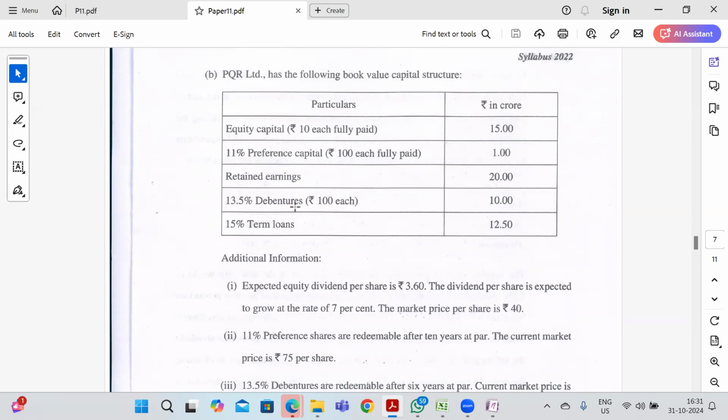So expected equity dividend per share is 3.6. So we have a dividend that is 3.6 rupees. The dividend per share is expected to grow at the rate of 7%. The market price per share is 40 rupees. So we are having growth as well. So we need to apply the formula here.